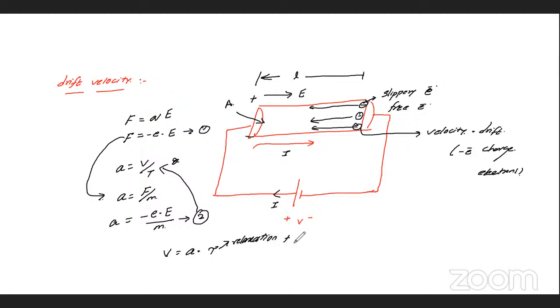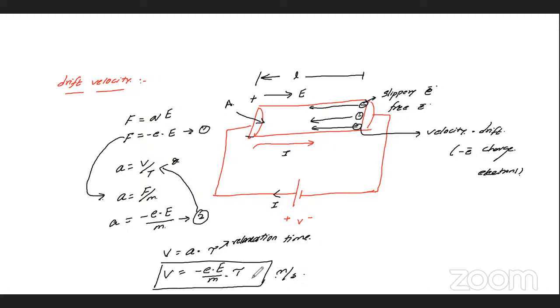We call it the relaxation time. So let's see the relations. When you substitute the acceleration, the velocity is equal to minus E by m into tau, where E is the electric field, e is the charge of the electron, m is its mass, and tau is the time. The unit, as usual, is meter per second. Remember this relation. This is the velocity with which the electrons are traveling.